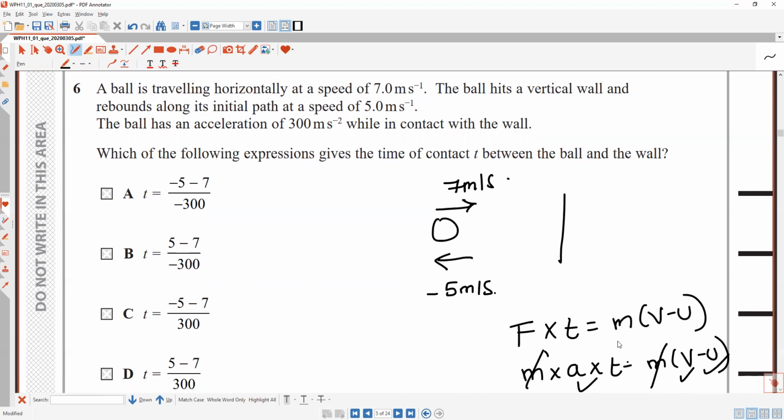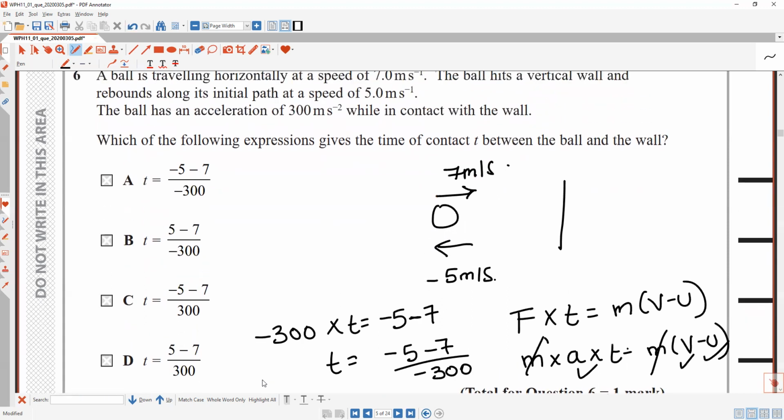Your sign also matters over here. Look, what is your acceleration? 300. The ball has an acceleration of 300 while in contact with the wall. Which direction will the acceleration be? It will be to the left, right? Make your acceleration negative, into t, then final velocity is -5 and initial velocity is 7. So t is equal to -5 minus 7 divided by minus 300. So which one matches over here? Not b, a matches. Question number 6, let me check the mark scheme of this.